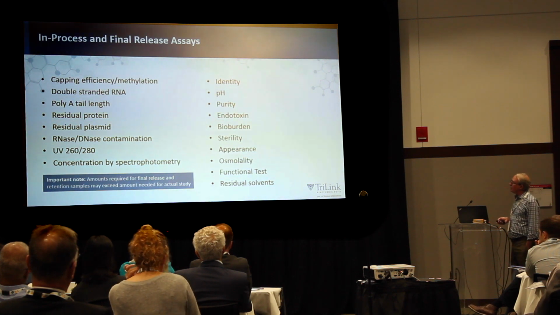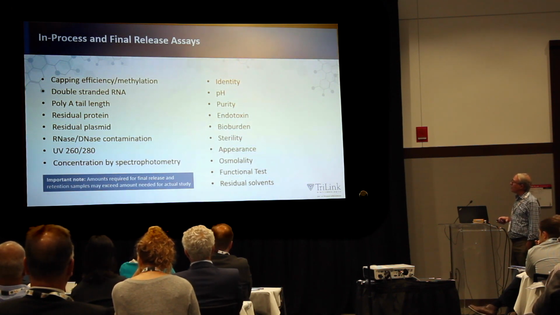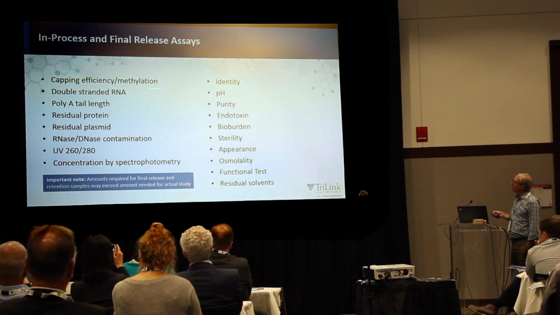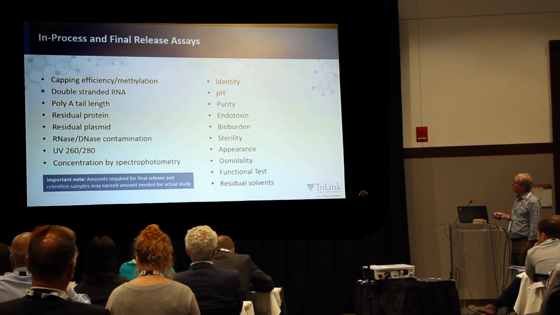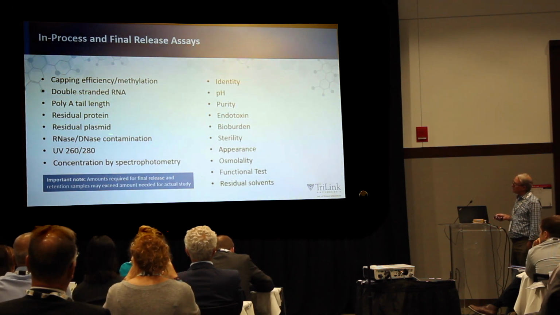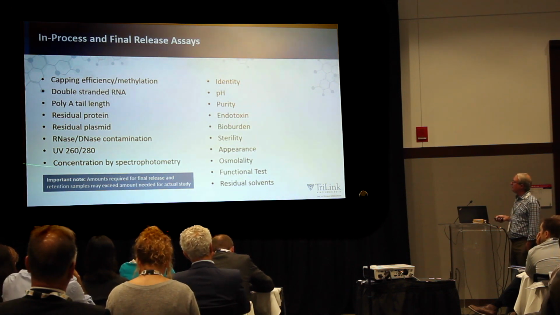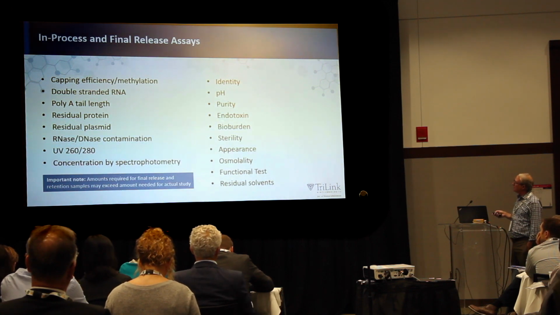So these are just some of the in-process and final release assays that we offer. I showed you a capping assay earlier and a double-stranded RNA slot blot as well as a poly A tail length assay. We can also measure residual protein, residual plasmid, RNase, DNase contamination, UV, identity, pH, purity, endotoxin, bioburden, sterility. Those are pretty typical for a drug, and residual solvents. So these are some of the assays that we can offer you. And in other cases, we've had clients come to us and ask us to develop custom assays for them, and so we also do that as well.